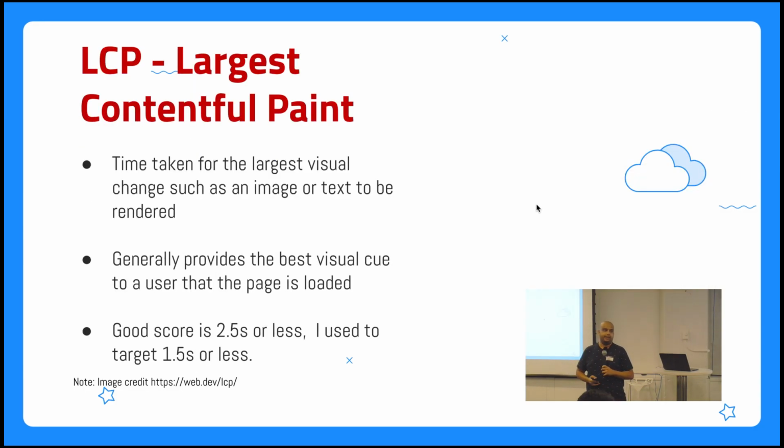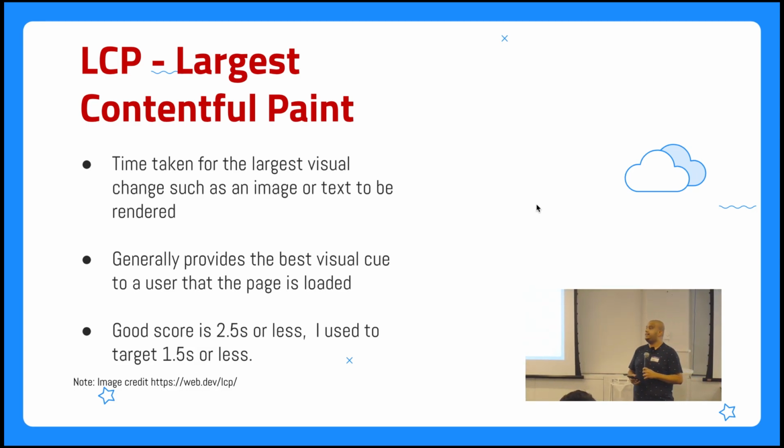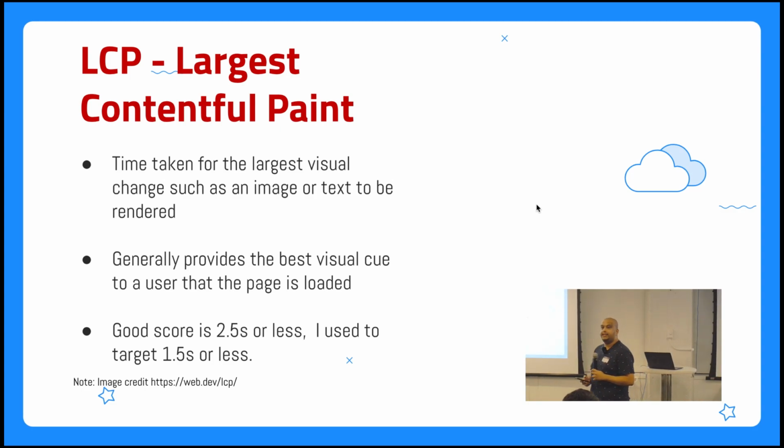Now, the next metric is related to FCP, and it's called the largest contentful paint. It's basically the time taken for the largest visual change, such as an image or text, to be rendered. And this provides the best visual cue for someone that your page is actually ready to use. It's a very important metric, and a good score is usually 2.5 seconds or less. The fastest sites I've seen are 800 milliseconds usually. I've seen a few that are a bit lower, but you can't really do it multiple times.